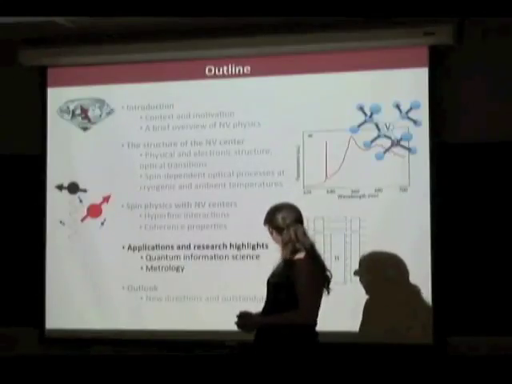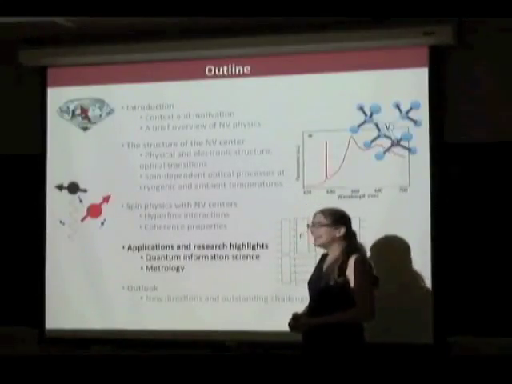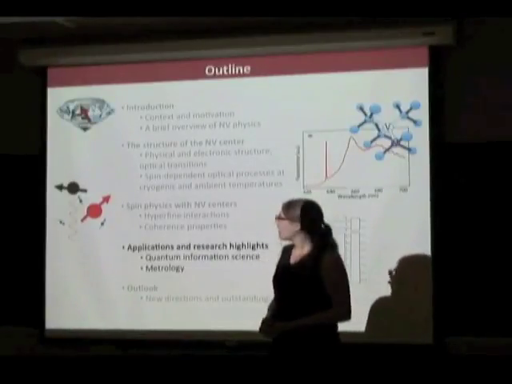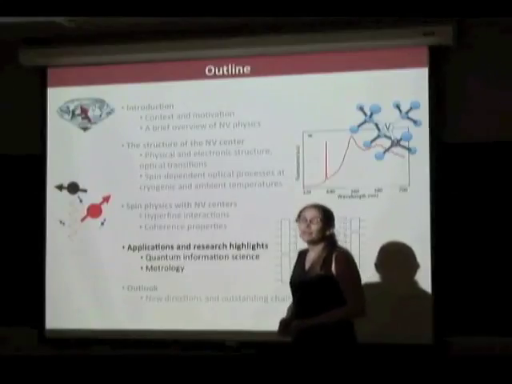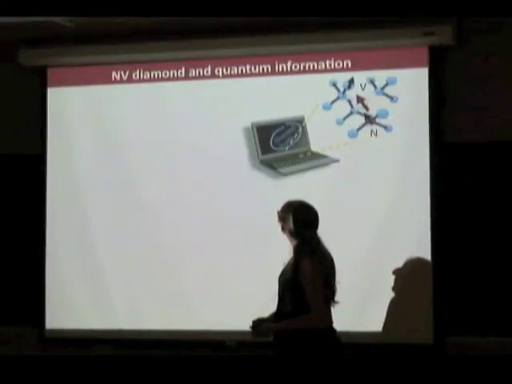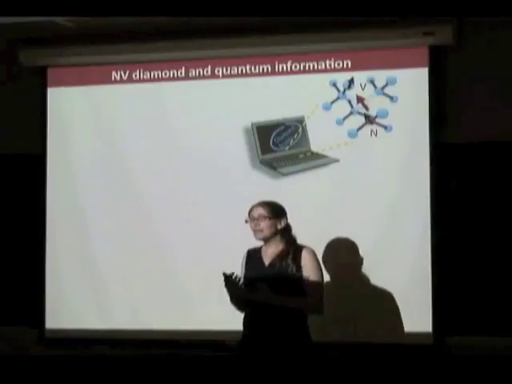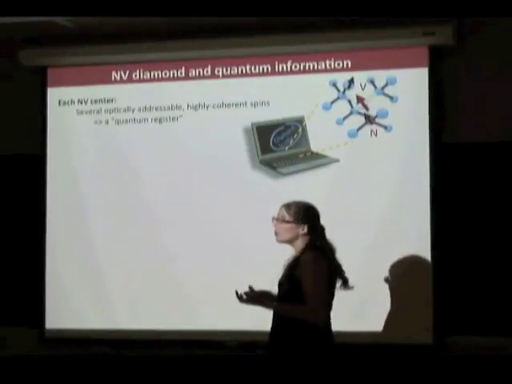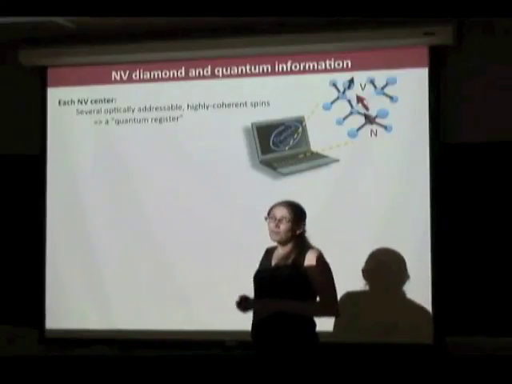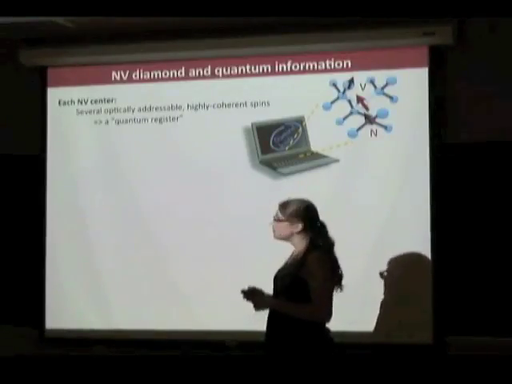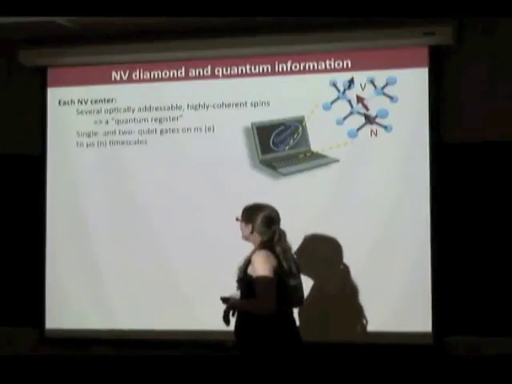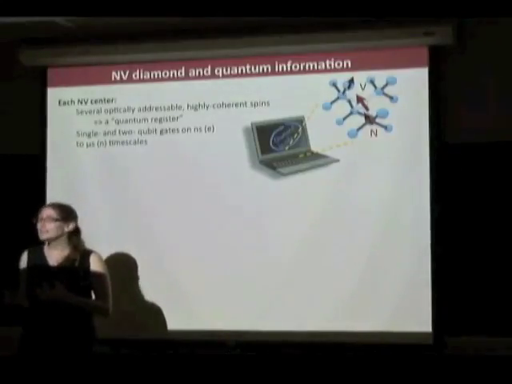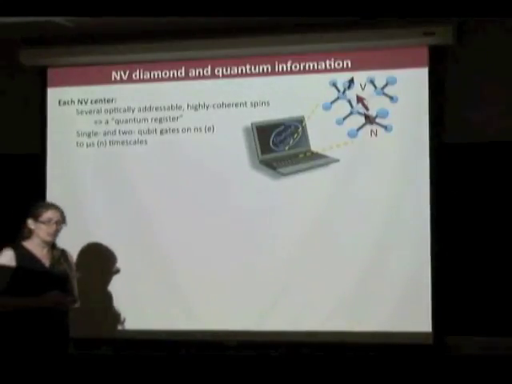Okay, so in my last 10 minutes or so, I'd like to say a few words about applications and research highlights. And one of the applications that's gotten a lot of press for the NV center is quantum information science. After all, you can think about the electronic spin and nearby nuclear spins as a set of qubits that you can control, detect, and prepare, both optically and with resonant microwaves. You can think of this as a small quantum register. And the time scale on which it can be manipulated is in the nanoseconds for electronic spin transitions or microseconds for nuclear spin transitions.